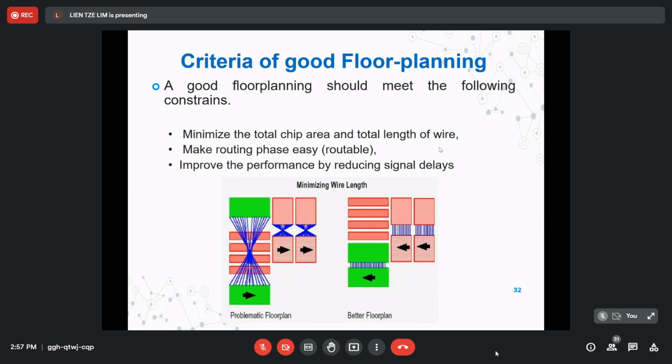I see that it is now almost 3. We take a break now, a 10 minute break. After that, I will continue with the criteria of good floor planning.